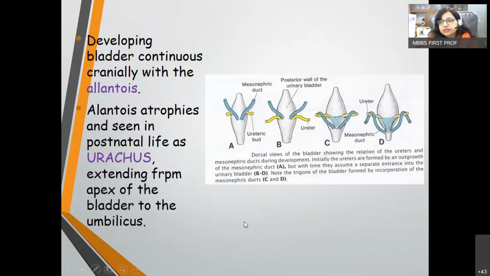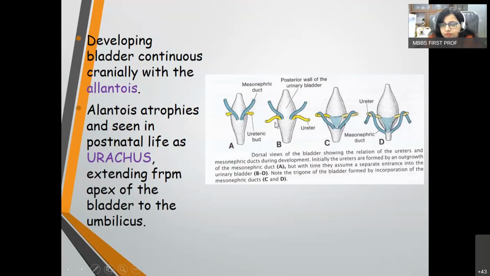So cranially, it is continuous with the allantois, that is the allantoic diverticulum. And when this allantois atrophies, it is present as the urachus, which extends from the bladder to the umbilicus. This is how the development is there.